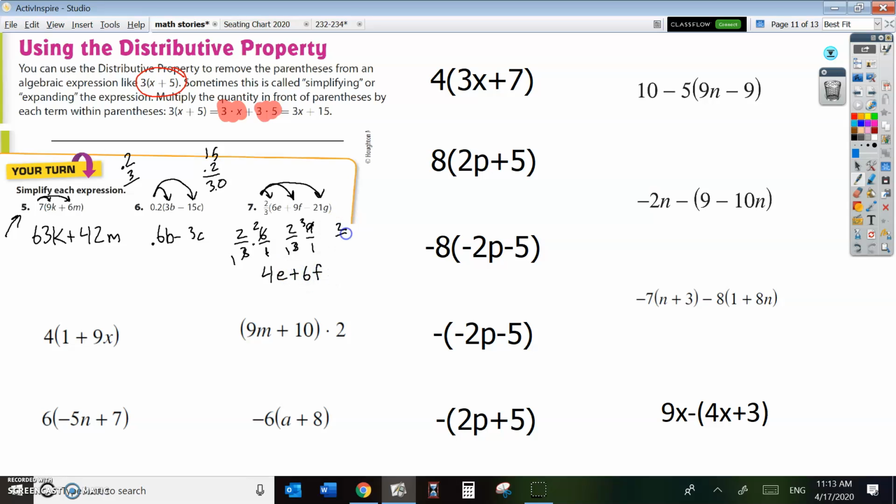2/3 times 21. Cancel that, becomes a 7, that becomes a 1. 2 times 7 is 14. Okay, that's what that turns into because you took 2/3 of all of the original things.